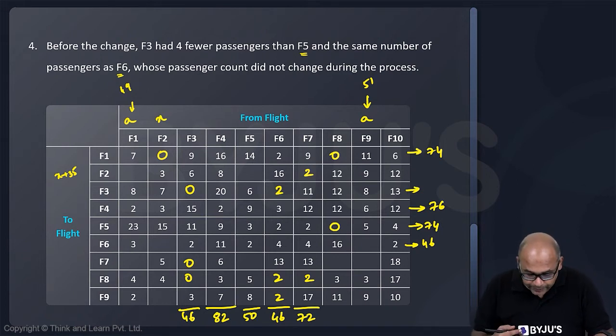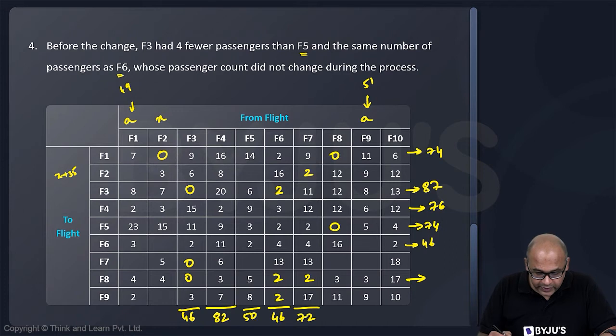F3 we can just add up. 8 plus 7 is 15, 20, 35, 41, 51, 52, 53, 54, 64, 74, 84. 84 plus 3 is 87. So you're getting this total as 87. We can get this row also. So if you notice, we slowly start filling up the entire table.